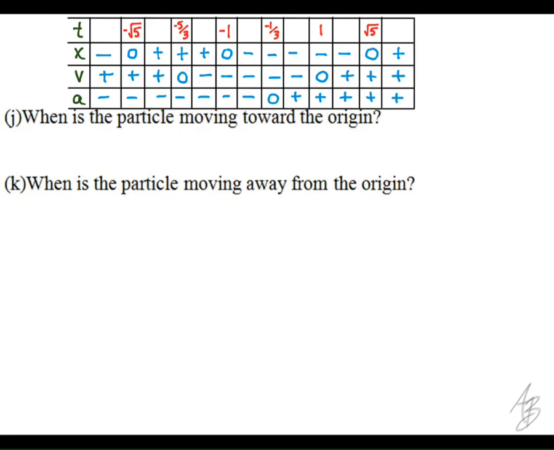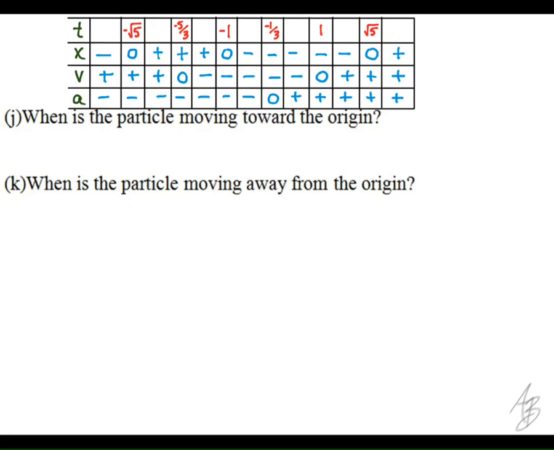Next question, when is the particle moving toward the origin? Well, the particle is moving toward the origin when it is to the right of the origin and moving backwards, or to the left of the origin and moving forward. So that means that it's going to be moving toward the origin anytime the position and the velocity have different signs.